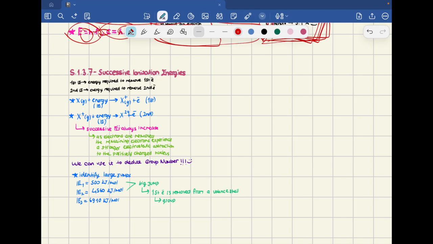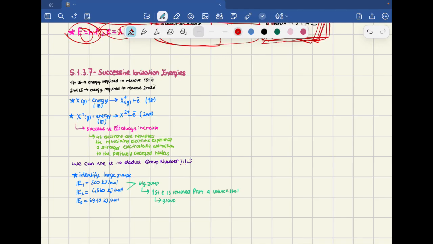And now let's actually move on to successive ionization energies. Okay, so first ionization energy refers to the energy needed to remove the first electron, right? And ionization energy was the minimum energy required to remove an electron from 1 mole of gaseous atoms in their ground state, right? So the second will be the energy required to remove the second electron.